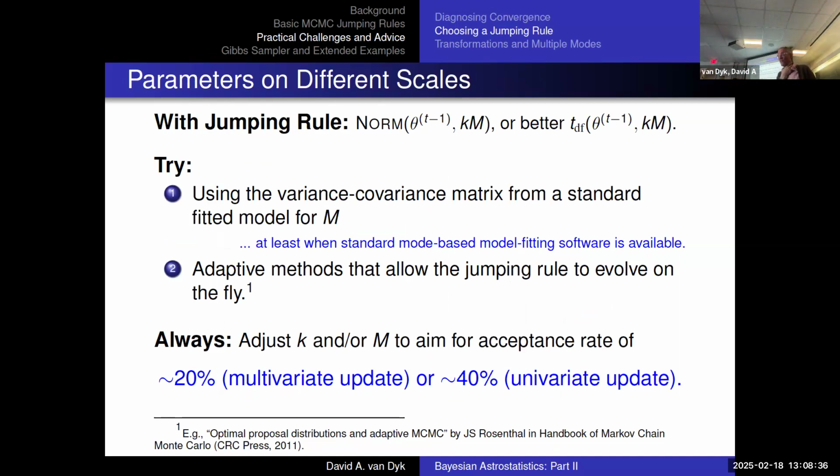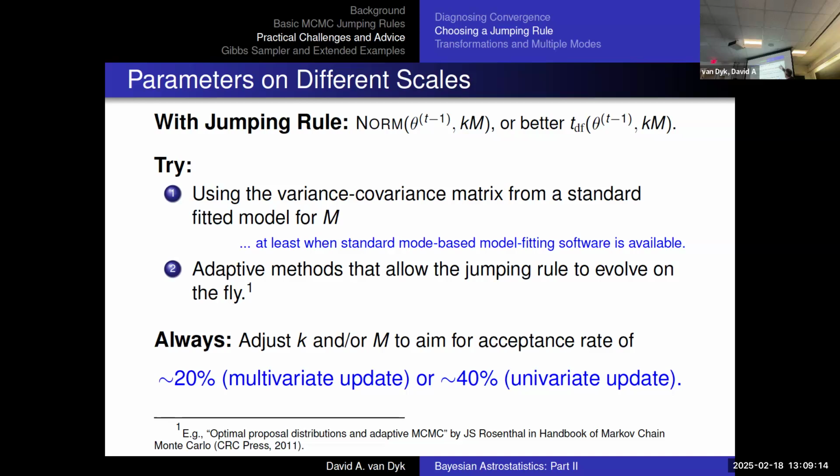So if you can fit your model inside of a standard software package because you're doing some sort of spectral analysis, you might be able to just use the estimates that package spits out for the error bars. Use that for your standard deviations. Or there's adaptive methods, which are what I just described, which is run the chain a little bit and then estimate M.